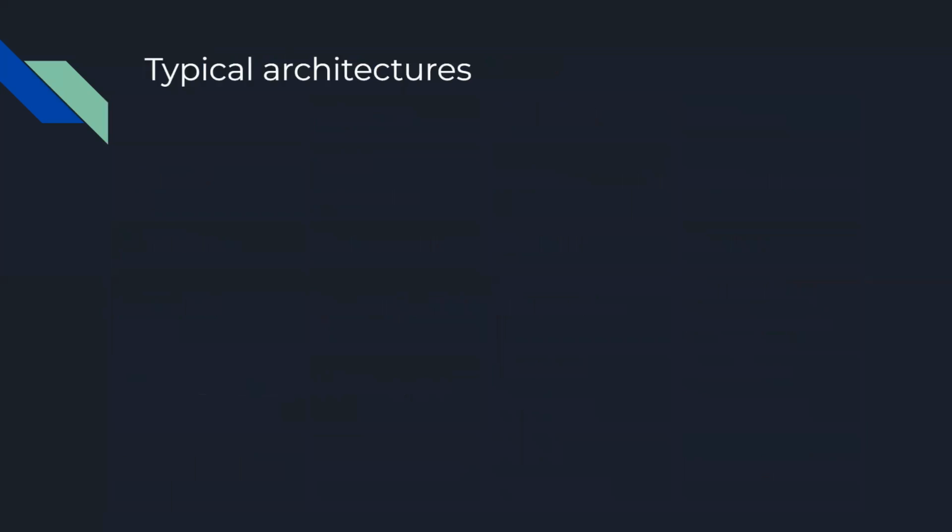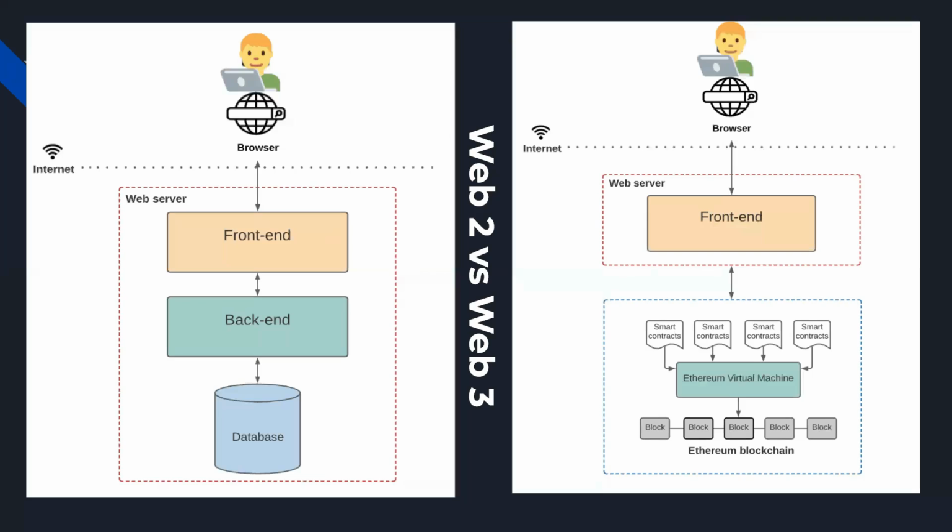So now, typical architectures of Web 2.0 and Web 3.0. Here is a simple example of a Web 2.0 architecture of a web app. Here's you, the user. You go into your browser. Your browser connects to the internet and interfaces with the web server. The web server provides the front end, which communicates with the back end, which in turn communicates with the database. And then you're able to do all of your interactions.